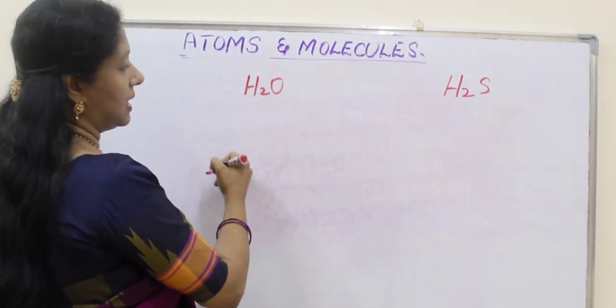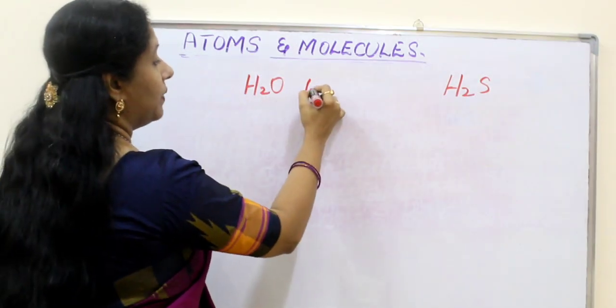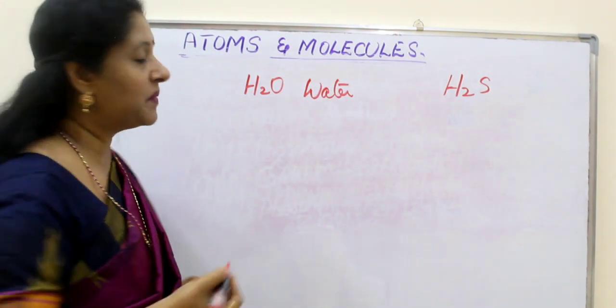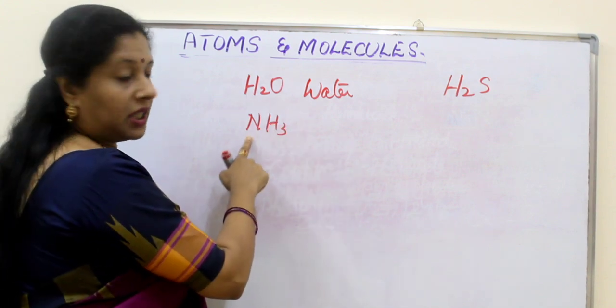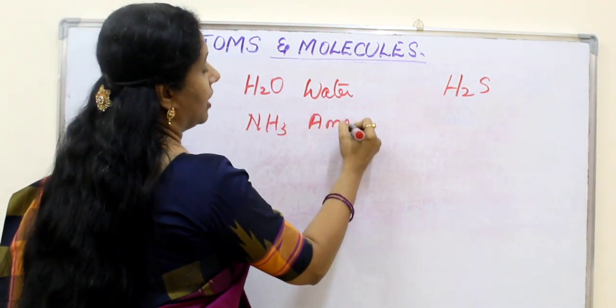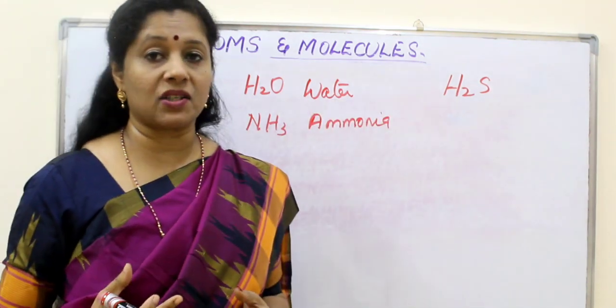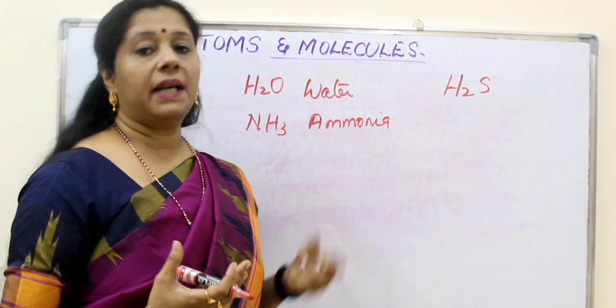How will you name it? If it is hydrogen, we can just write hydrogen monoxide. But do we say hydrogen monoxide here? We just say the common name water. The same way another one NH3. This is nitrogen trihydride, but we call it as ammonia. So here in such compounds, we never use the chemical name as such. We just use the common names only.